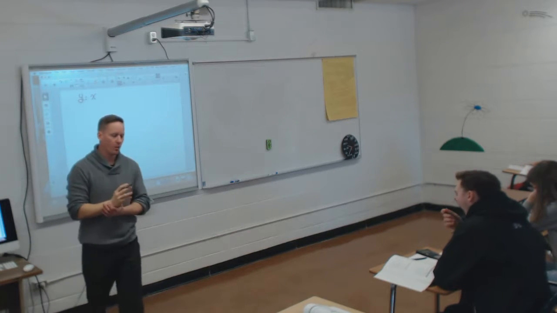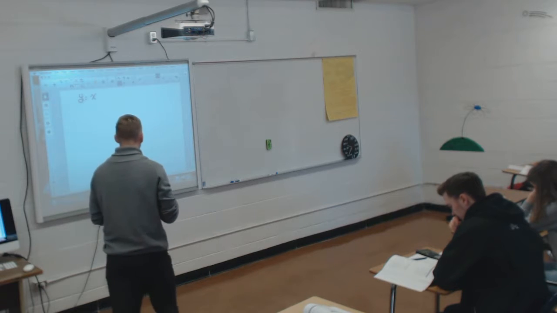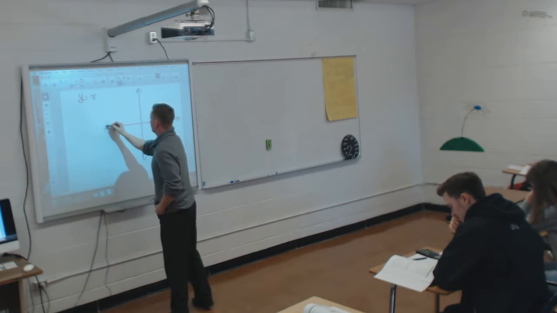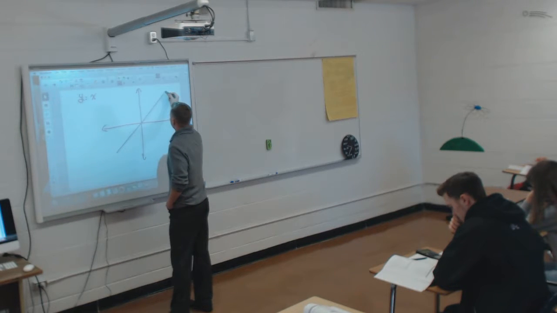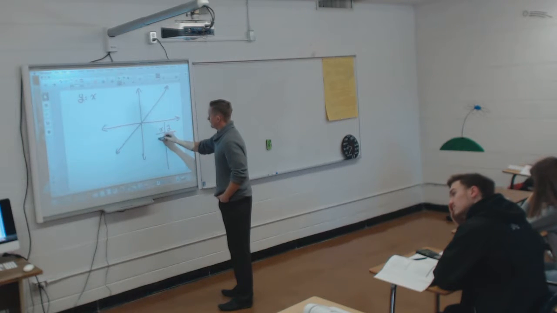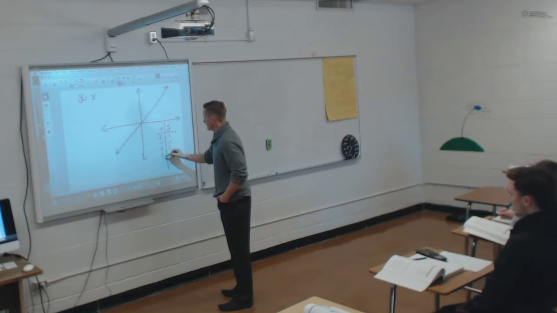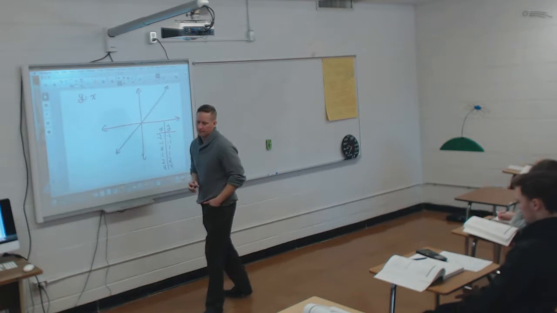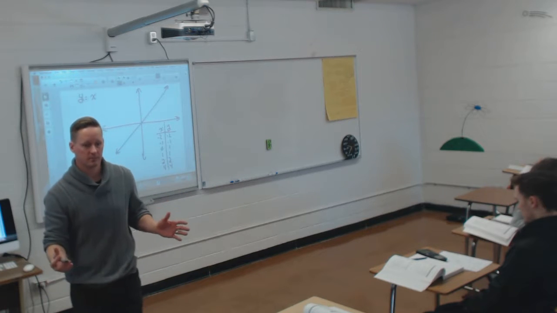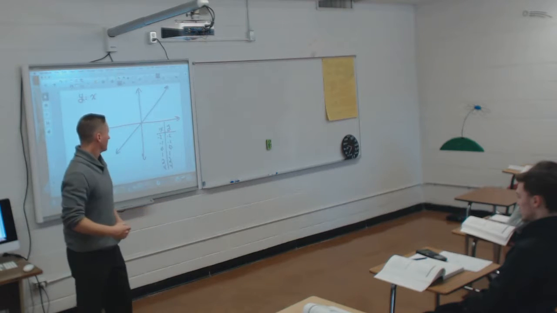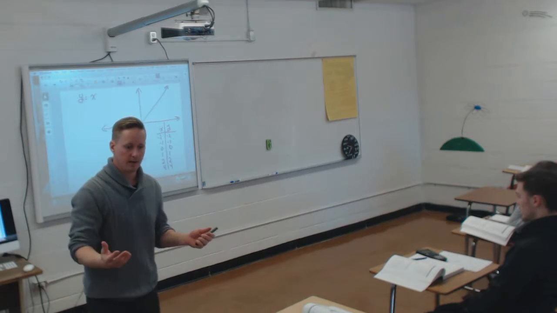I'm gonna draw myself a line, y equals x. Okay? Just quickly, randomly pick something like that. Okay, 0 and 0. So I randomly pick some values here.